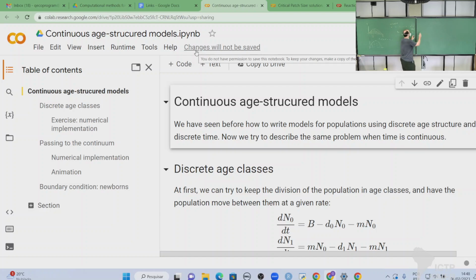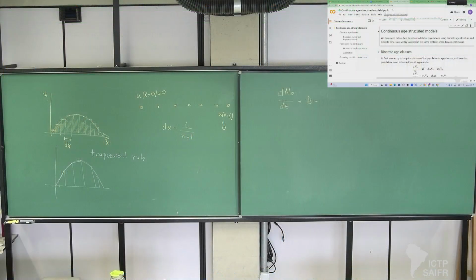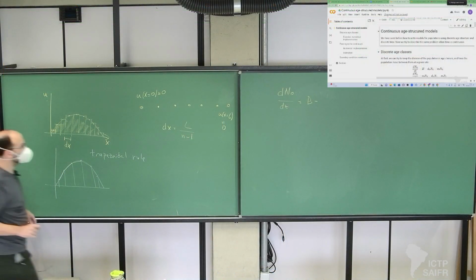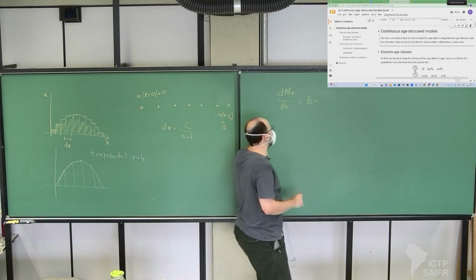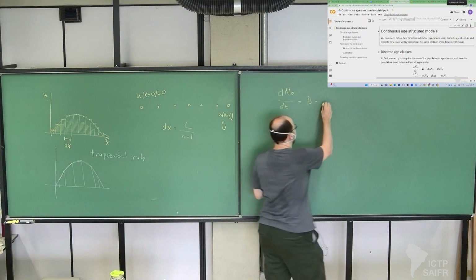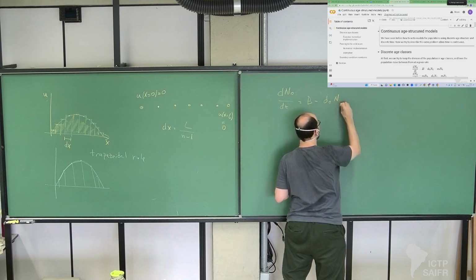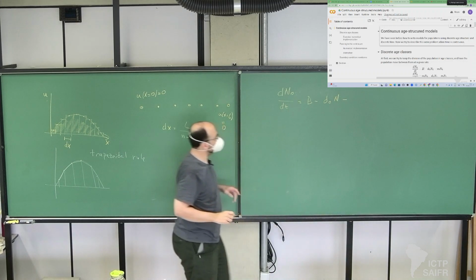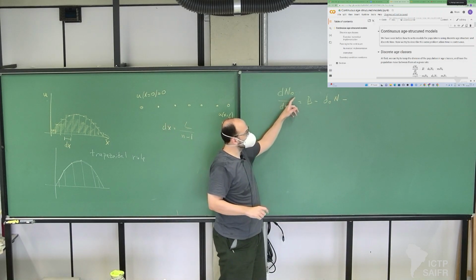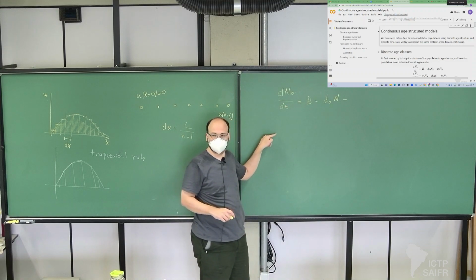So we would write something like this. We have individuals of the first year, maybe we have a birth rate over here. You have birth, you can have a death rate like this, and you have individuals maturing into the next class.